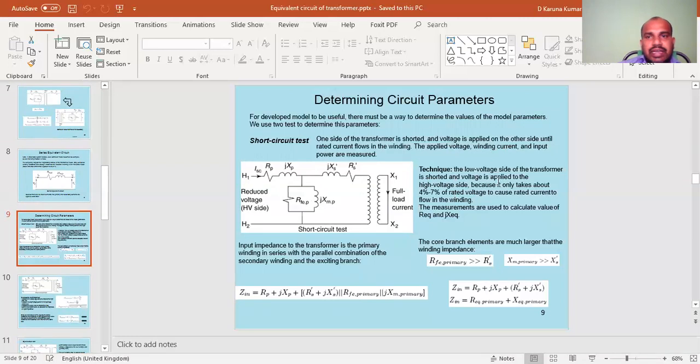In this technique, the low voltage side of the transformer is short circuited and the voltage is applied to the high voltage side. The transformer has two windings, the primary winding and the secondary winding. The primary winding is high voltage and the secondary side is low voltage. The low voltage side will be short circuited, and the voltage is applied to the primary side. Only about 4% to 7% of the rated voltage causes rated current to flow in the winding.